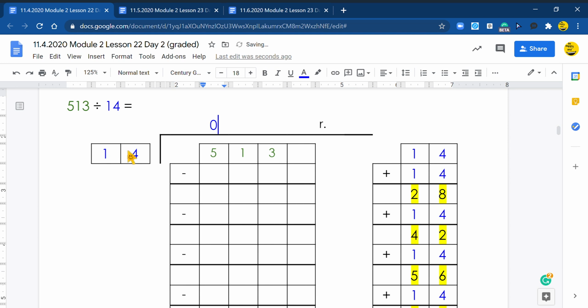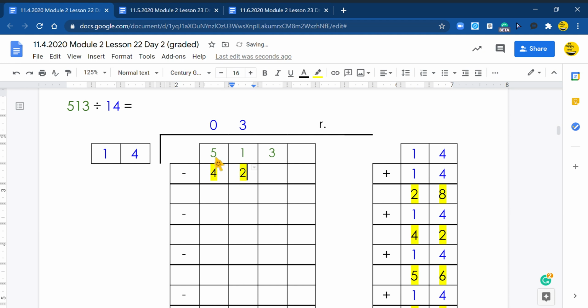Now I'm going to look at this 14, and how many groups of 14 can I get out of 51? So I'm going to look at my numbers. I have 14, 28, 42, 56. Well, I just went over 51, so 56 isn't it. I'm going to have to go to 42. Now I'm going to count how many 14s I have above 42. 1, 2, 3. So my quotient, I'm going to write 3, and 3 times 14 is, I'm waiting. You guys are right, 42. So I'm going to write 4 and a 2.